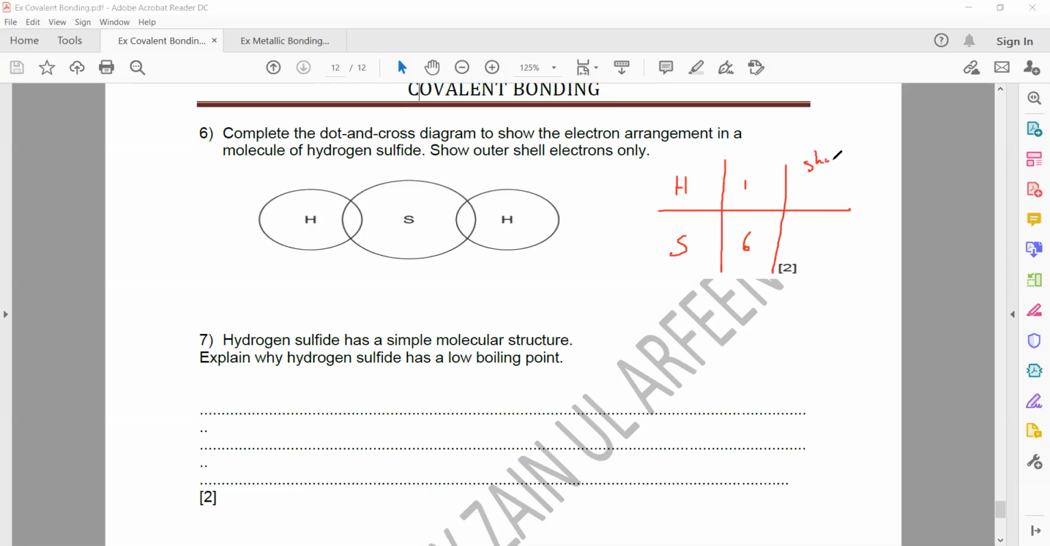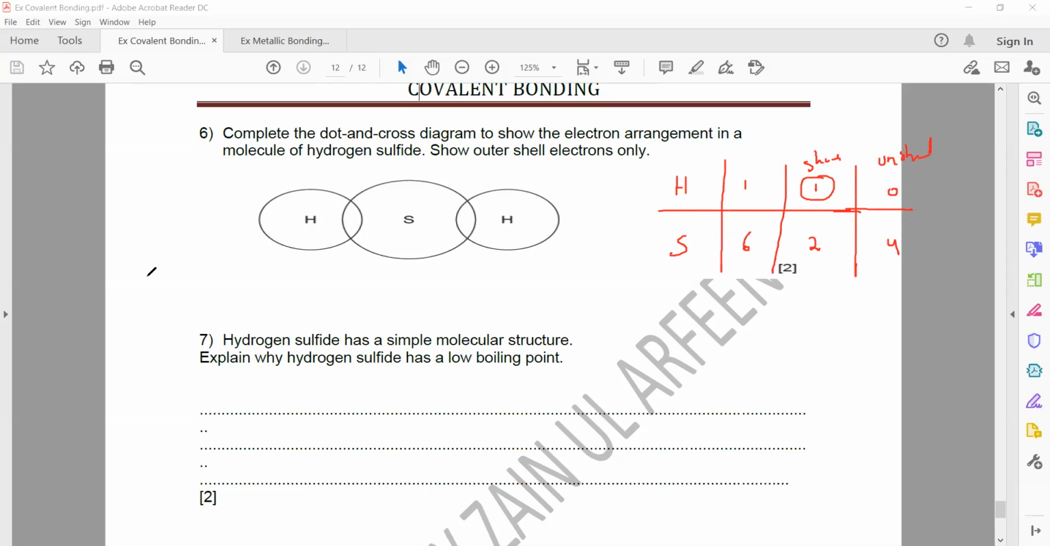How many electrons will they share? Hydrogen shares 1, sulfur shares 2 out of 6. An unshared electron, this will be 0 and this will have 4. Then the sharing should start with the least number. So hydrogen shares 1 electron.